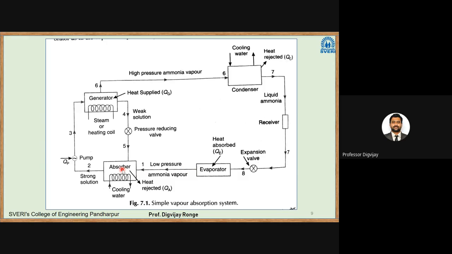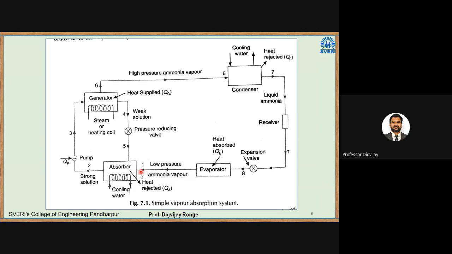The absorber मध्ये काय असतं तर water असते. So that liquid water will absorb the gases or vapor ammonia. A good mixture is created. That mixture is called as strong solution. Why it is called as strong solution? Because it contains more concentration of ammonia.